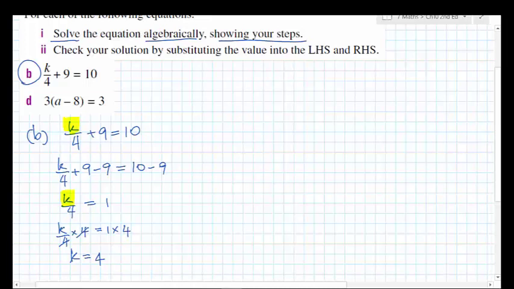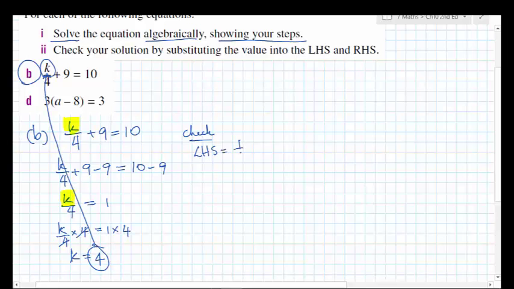In terms of checking this, I look at the left-hand side of the equation. I put k equals 4 into there, so I have 4 over 4 plus 9. That gives me 1 plus 9, which is equal to 10, which is equal to the right-hand side of my equation, and therefore it's okay. That's how I do my check.